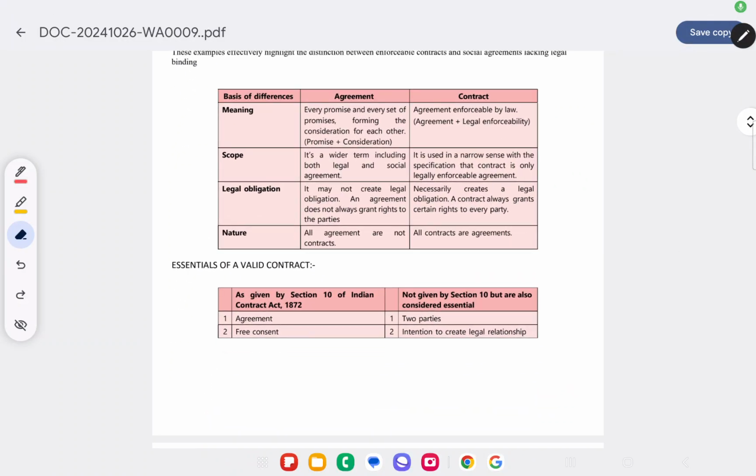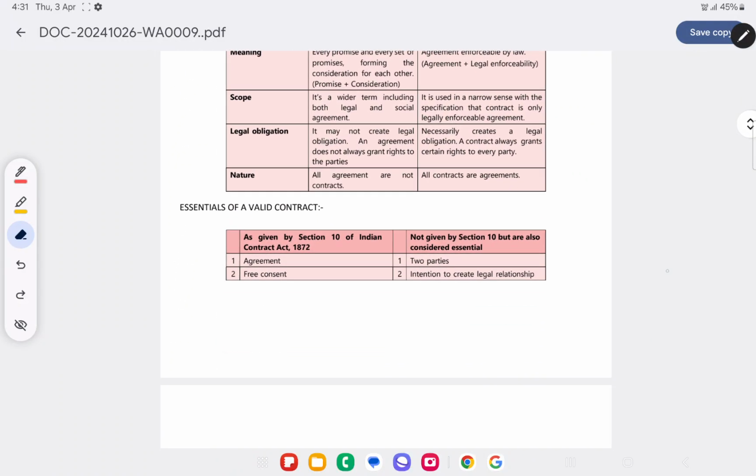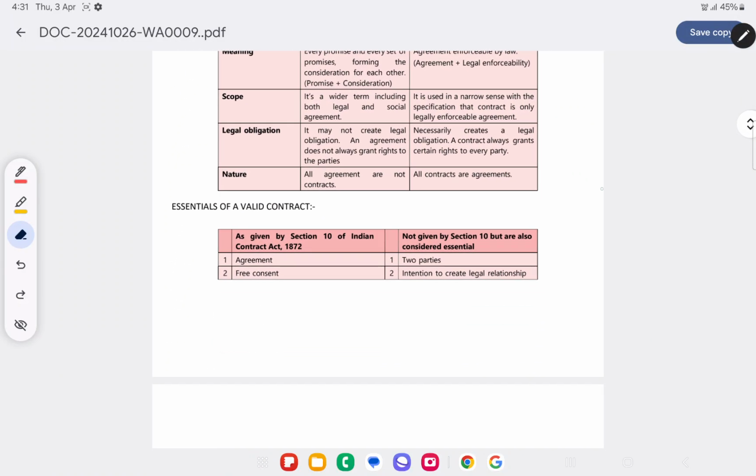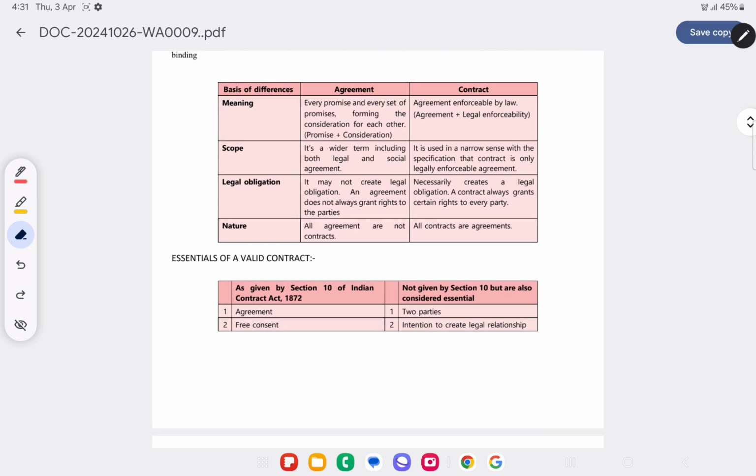So we were looking into chapter 2, unit 1. Now we look at part 2 of the video, which is after the difference between agreement and contract. So what are the essentials of a valid contract? For a contract to be valid, there has to be an agreement, and then there has to be free consent.